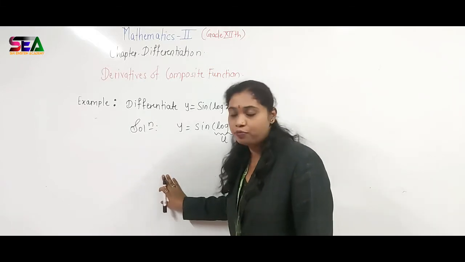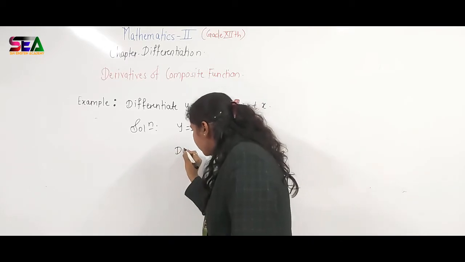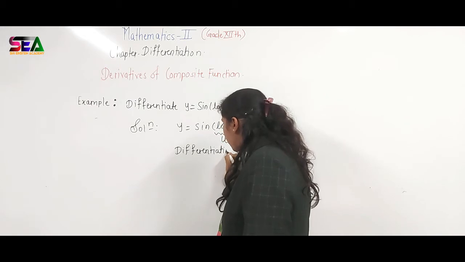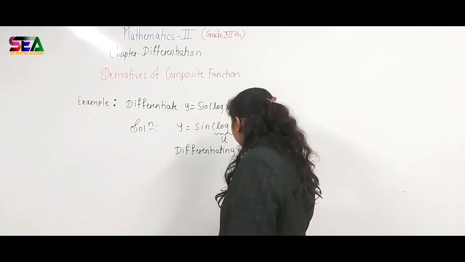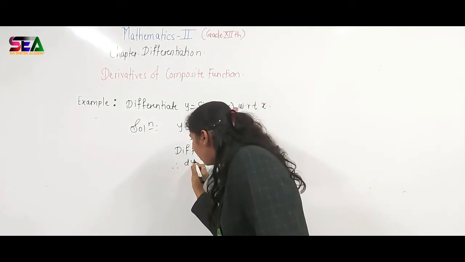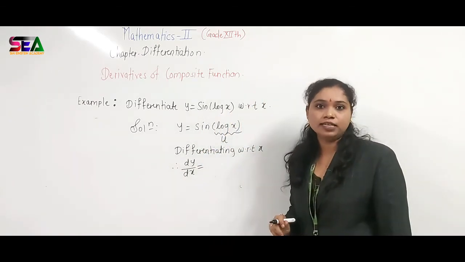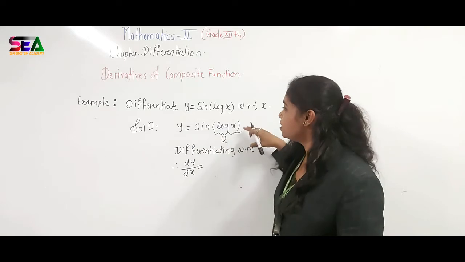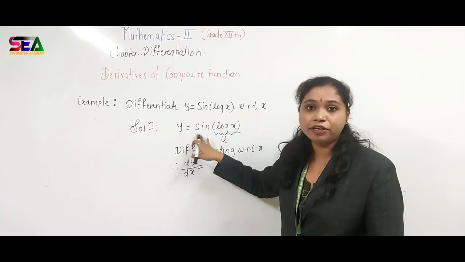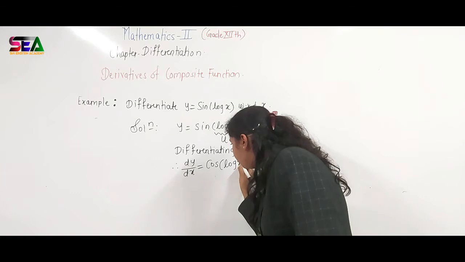To differentiate this I take dy by du, which means I take the derivative of sin u. Now differentiating with respect to x, y is converted to dy by dx. Therefore dy by dx is equal to dy by du. Yes, in the chain rule it is dy by du. What does it exactly mean? If I assume the innermost function as u, I have to take the derivative of sin u. What is the derivative of sin u? It's cos u. But what is assumed as u? Log x. So substitute it as it is.